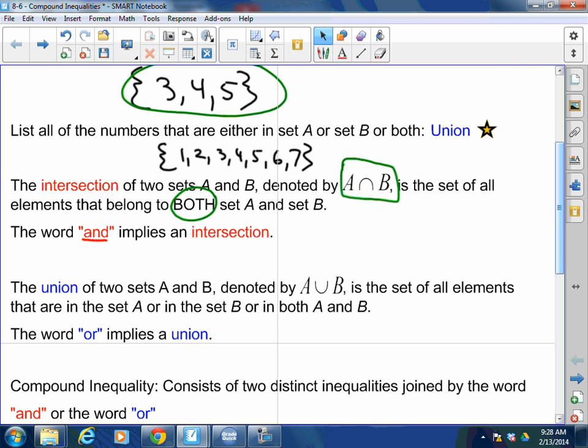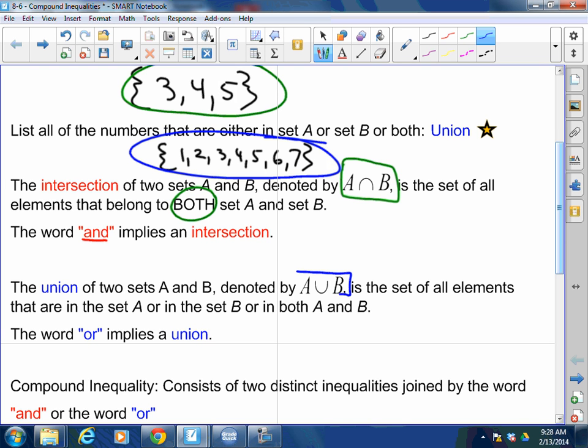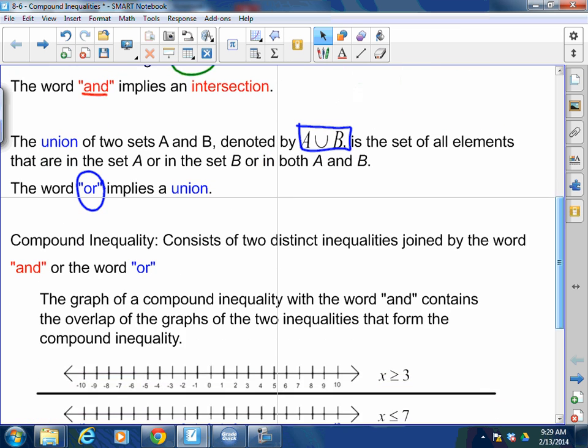Now the union of two sets, A and B, denoted by this symbol, A, regular U, B, is the set of all elements that are in set A, or in the set B, or in both sets A and B. The word or implies a union. Okay? So intersection, where do they overlap? Union, it's putting both together. That make sense? Okay, now, why did I talk about that?